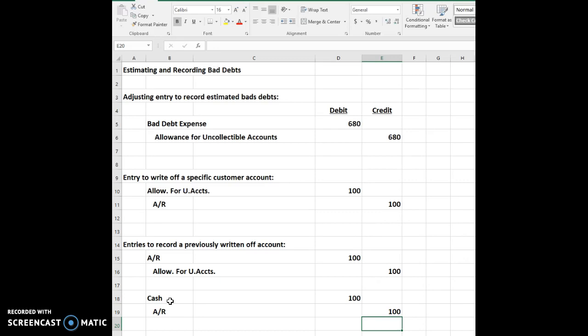So those are the entries we make when we write off bad debts. The adjusting entry is up here to estimate the bad debt and get that recorded as an expense as part of the adjusting entry process at the end of the year.